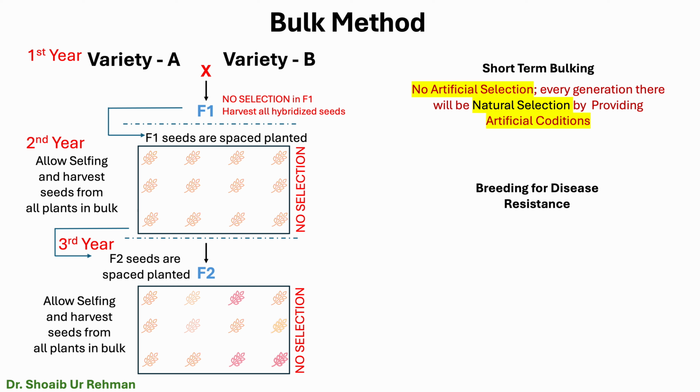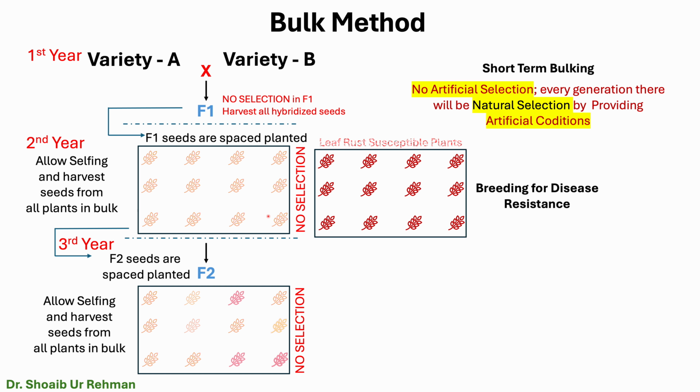rust. As you recall, in the first year we selected variety A and variety B and crossed them together by performing hybridization to get the F1 seeds, and from the F1 seeds in the next year we planted the F1 generation. Whenever we plant the F1 generation, we should also plant any wheat cultivar that is susceptible to leaf rust. According to this, we are performing a natural selection.